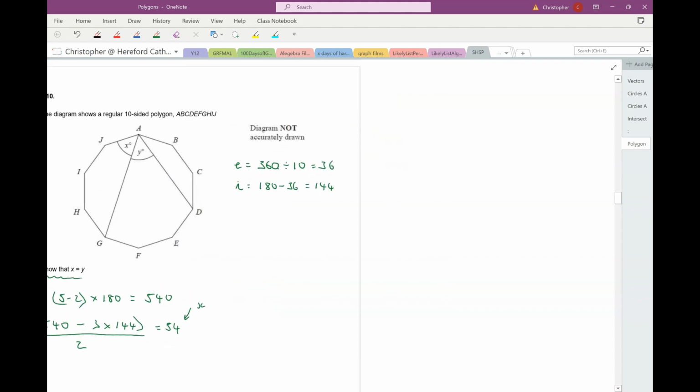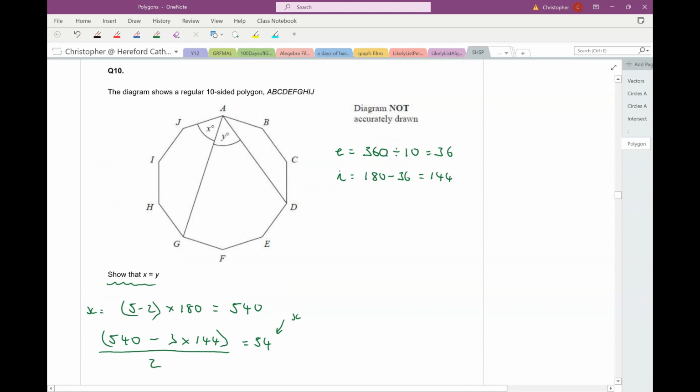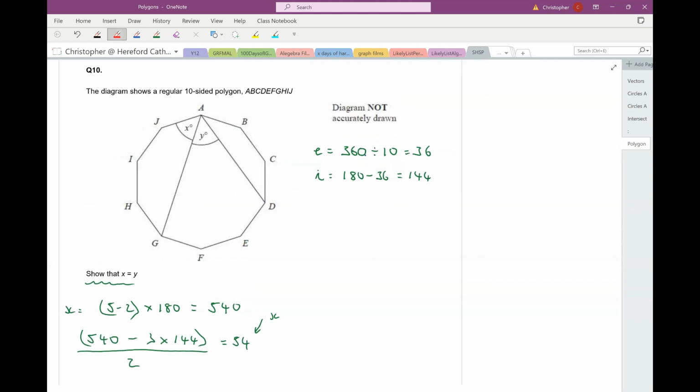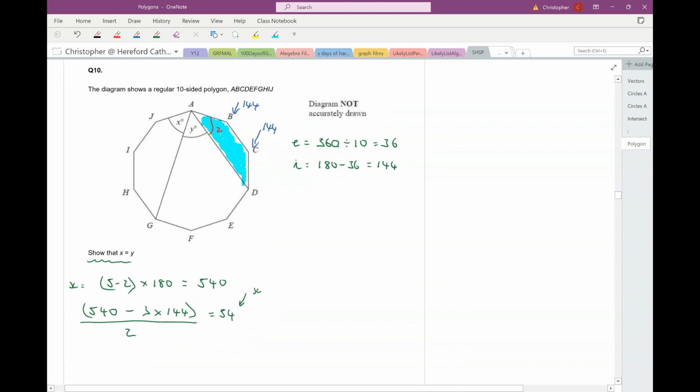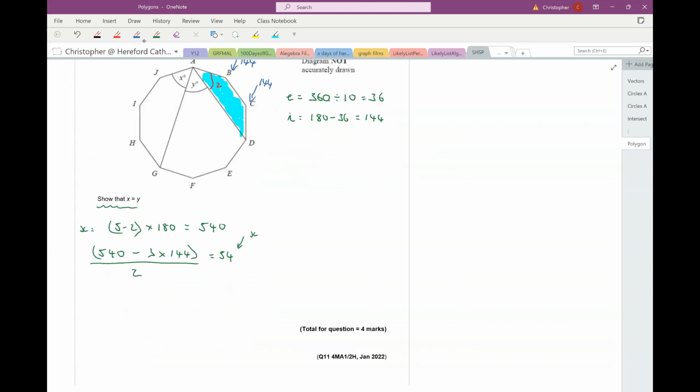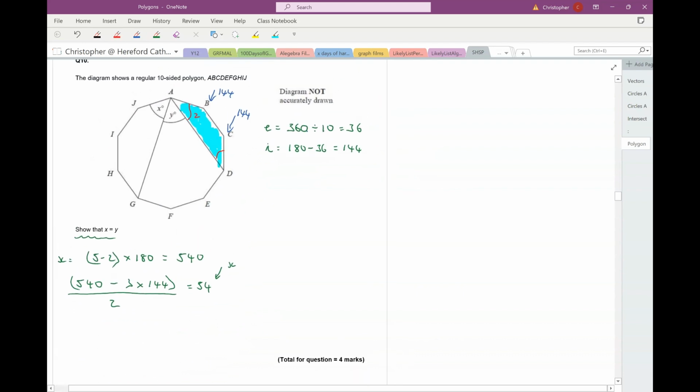But having found x by looking at the shape on the left, if I call this angle z, I'm kind of thinking, can't I find z the same way as I found x? Except this time, I'll look at this blue shape here. Now, each of these angles is 144 again. There you go. I've got two 144s, haven't I? Now that blue shape, it's got 4 sides.